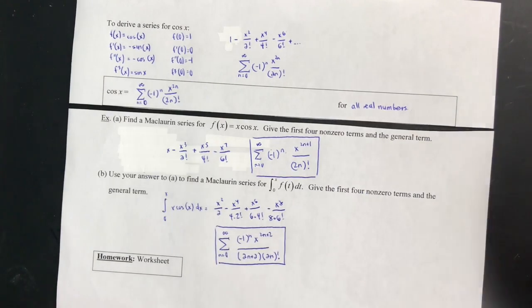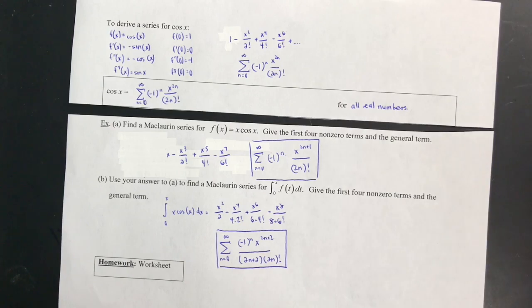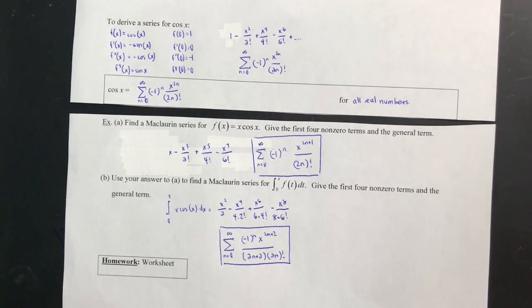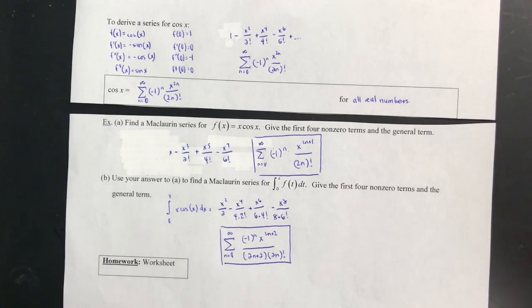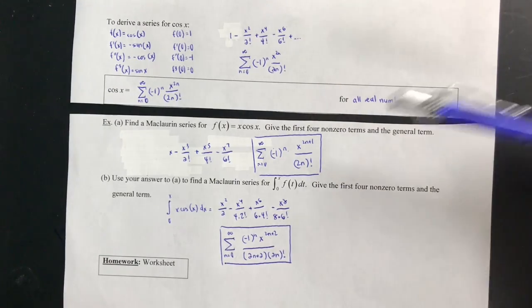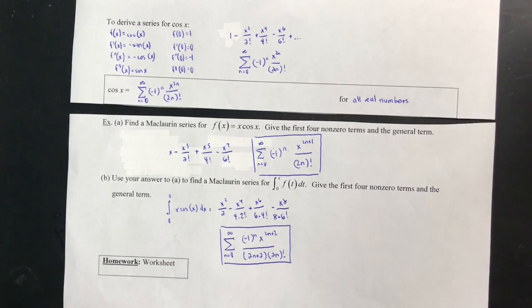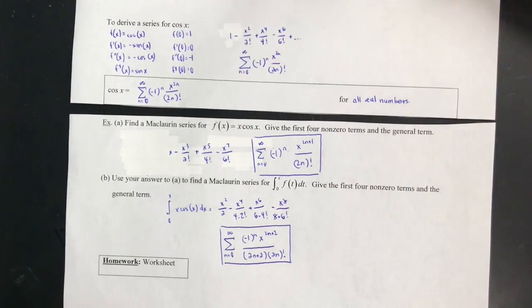And then we'd be going on to find the general term, and similar to how we found the derivative of the general term in the previous problem, we would just be multiplying x by the general term, because in our case it was x cosine x.